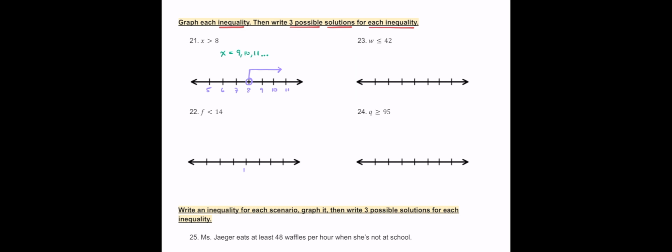So I'm going to put 14 in the middle. We'll put 15, 16, 17, 13, 12, 11. Okay, so if f has to be less than 14, it can't equal 14, so put an open circle. And let's go to the left. What are some values that make this true? Well, it's not x here, it's f. F could equal 13 or 12 or 11 and anything smaller. Okay, just can't equal 14.